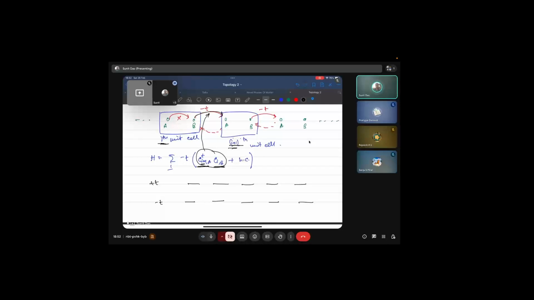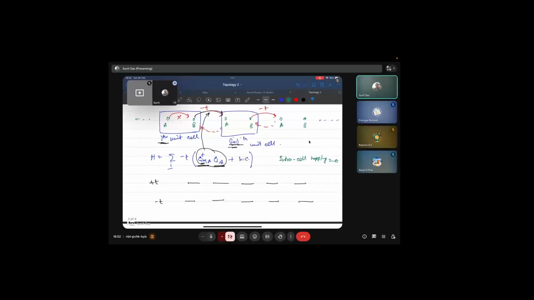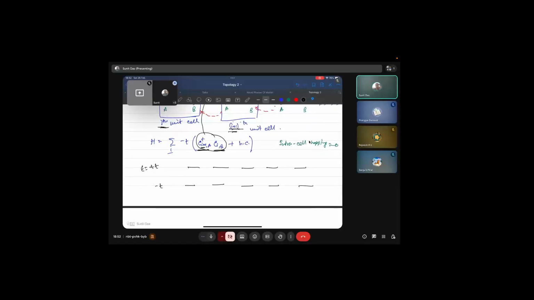Just the roles of intracell and intercell hopping get interchanged, right? Earlier we had the intercell hopping to be 0, here the intracell hopping is 0. So we'll have energy states of plus t and minus t. Again, there is a band gap of 2t. So again, if they are half filled, the electrons will sit in all the low energy states of minus t, and then it's again an insulator, right?